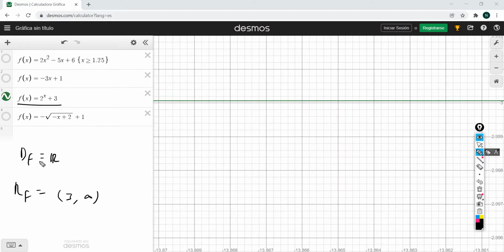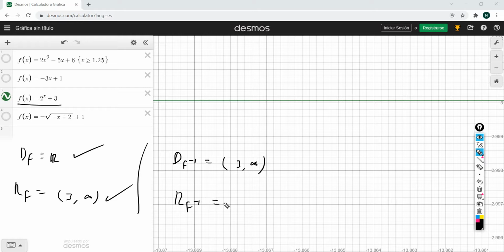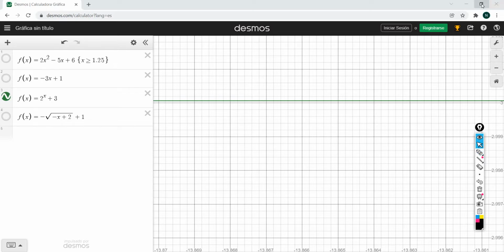Okay, that's it. So domain of f done, range of f done, then the domain of f inverse should be 3 comma infinity, and the range of f inverse is all the real numbers, period. That's how it works. And I'm going to stop it right there.